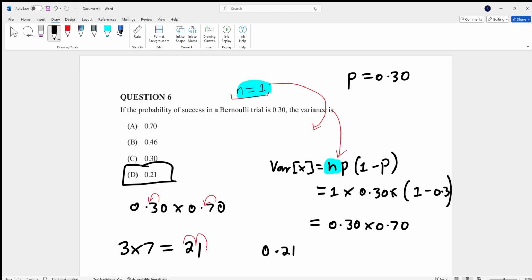Pretty easy question, but a lot of people miss it because they don't know what a Bernoulli is. If you're not sure what that is, it's just a binomial with one trial. If you got this one wrong, practice binomial expansions.